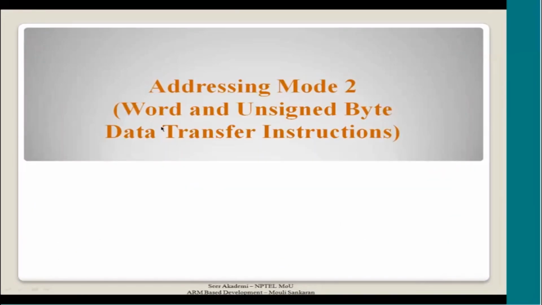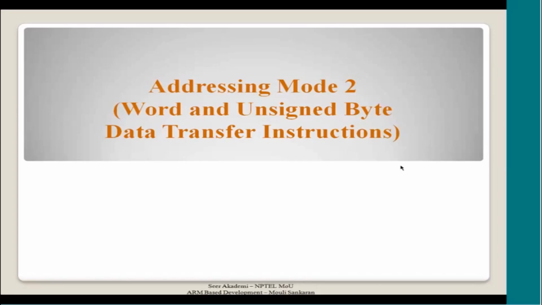Okay, what does it do? I told you that it is a data transfer instruction. That means this instruction helps us in moving some value between a processor and a memory. What does this mode move? It moves a word, that means a 32-bit word, a 32-bit value, or an unsigned byte. So this is very important. Remember, I will explain with an example. It is an unsigned byte which is moved across.